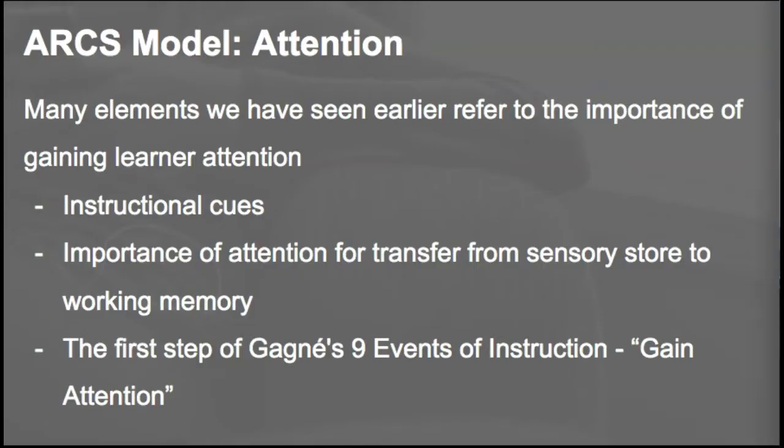So the first element is attention, and we've spoken quite a bit about this before, for example in cognitivism, where we talked about the importance of gaining attention and how that ties into the sensory store and working memory. The first step of Gagne's 9 events of instruction is all about gaining attention. The use of instructional cues is a very good and important element in being able to do that. So attention is obviously important to get from the get-go.